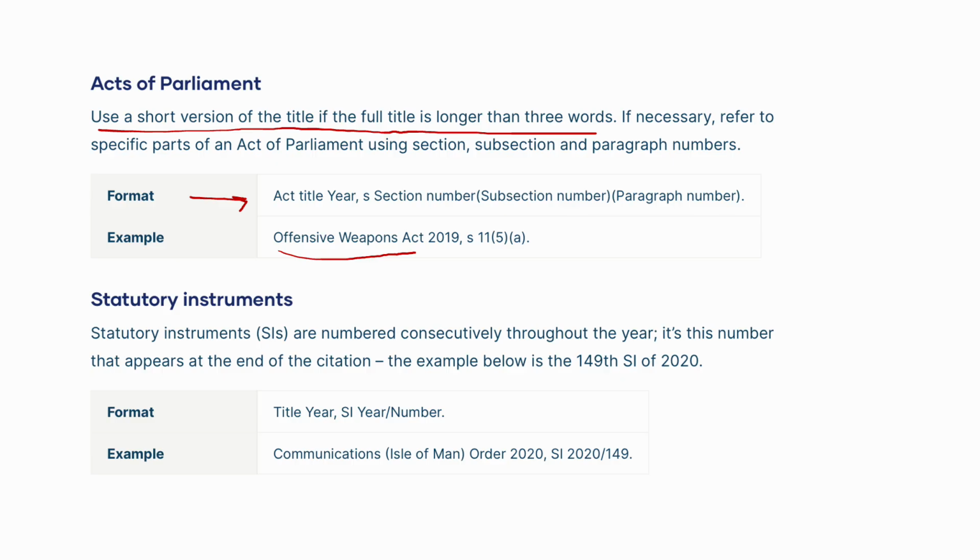If necessary, refer to the specific parts of an act of parliament using section. For example, you can say this was the section, subsection, and paragraph number. So you can see that title, number, the section, which section it is and what number it is. Even if it has subsections or paragraph numbers, you can also use them.